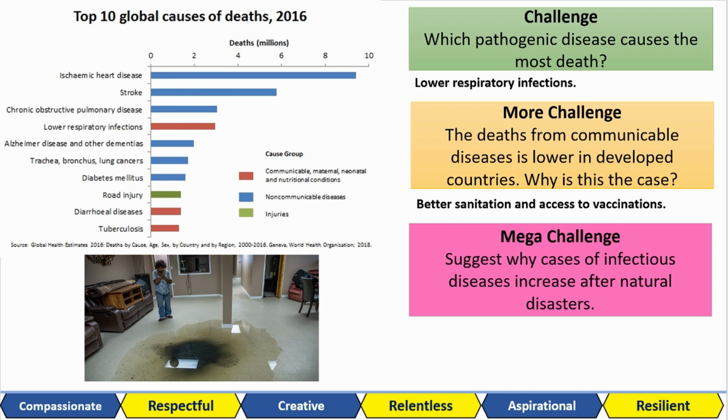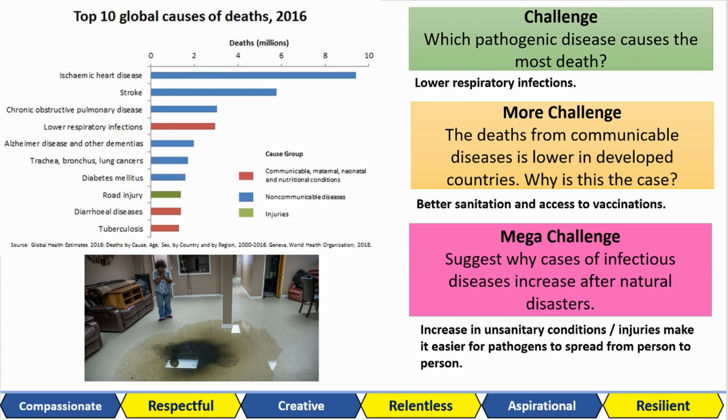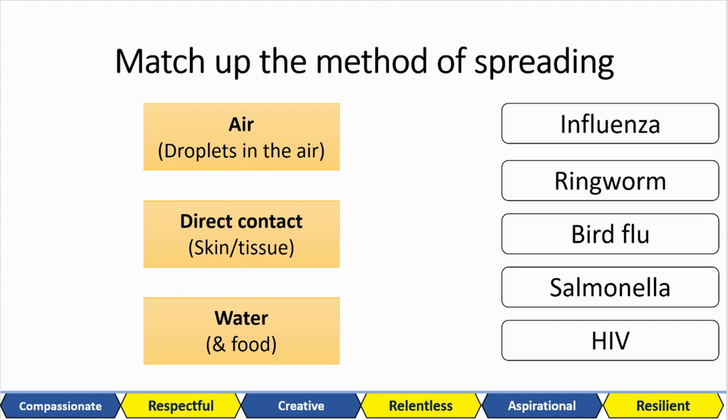Also, more developed countries tend to have better access to healthcare and vaccines. Finally, natural disasters increase unsanitary conditions, which makes it more likely for pathogens to spread. Also, injuries like cuts and bruises make it easier for pathogens to infect you. We already covered the methods of spreading in the last video, so we'll just spend some time matching the three methods to the different types of diseases and pathogens here.